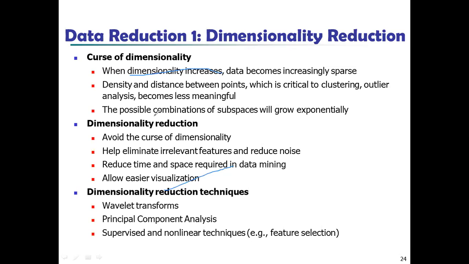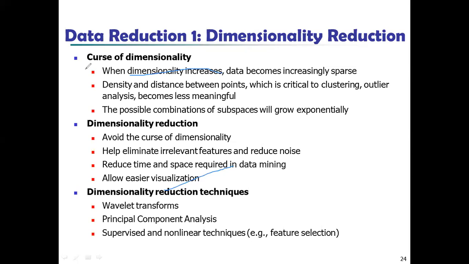So that is the curse of dimensionality. The possible combinations of subspaces will grow exponentially. So whenever the number of attributes increases, automatically that subspace will be increased exponentially. And the next one is dimensionality reduction.